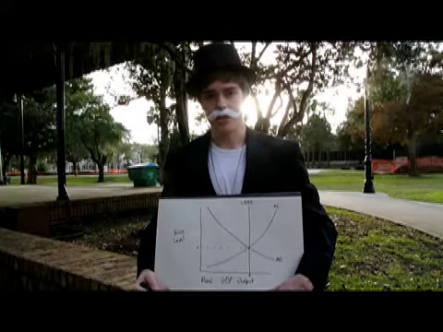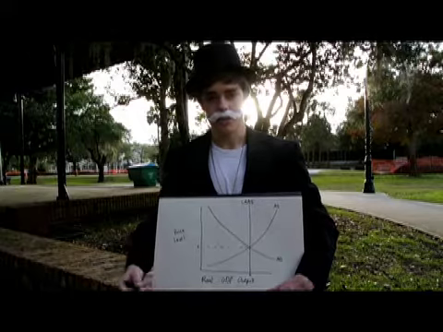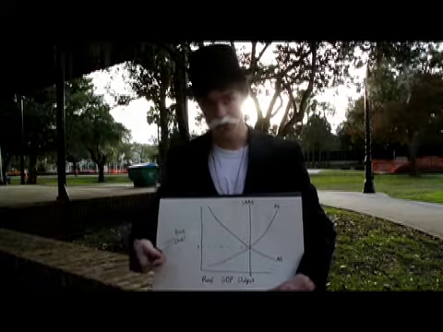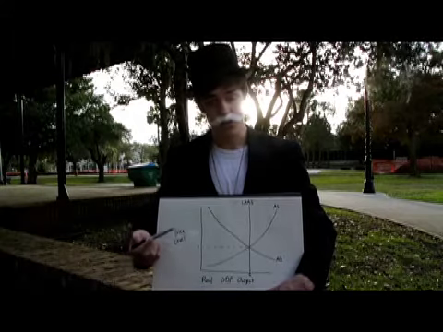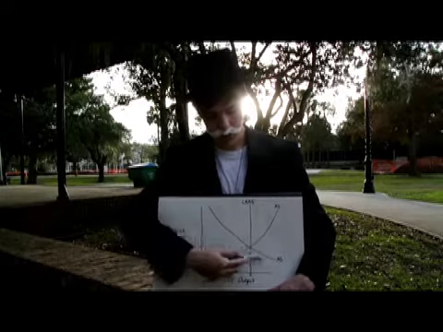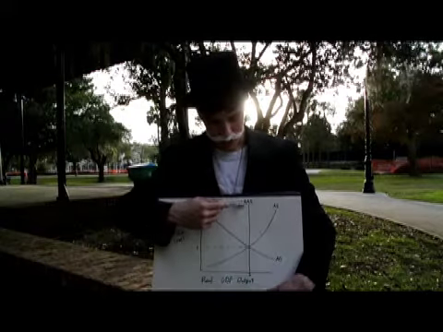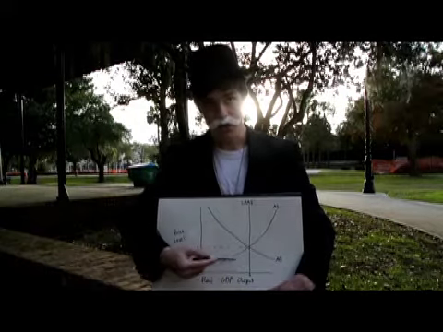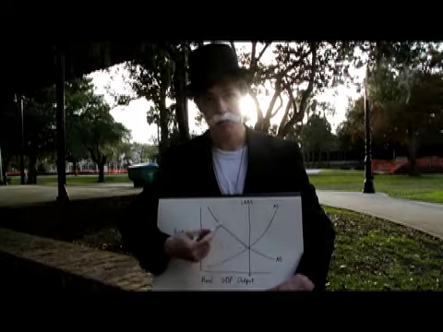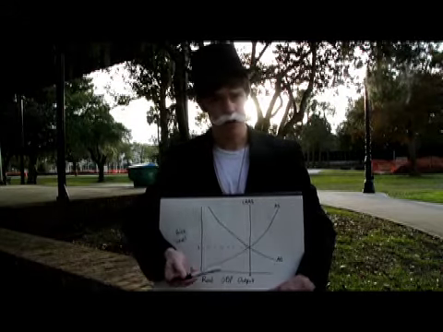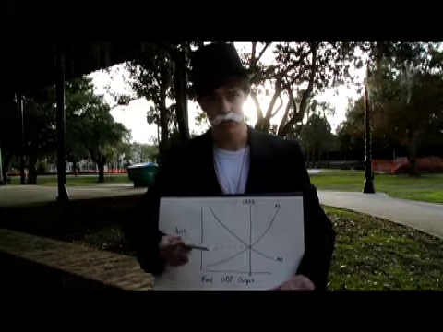The ADAS graph has two axes: real GDP, gross domestic product output, and price level. The graph itself has three lines: a downward sloping AD line, an upward sloping AS line, and a vertical LRAS line. The intersection of AD and AS shows the economy's current level of output, as well as the current price level. Before I can tell you how these lines affect one another, you've got to know what they are in the first place.